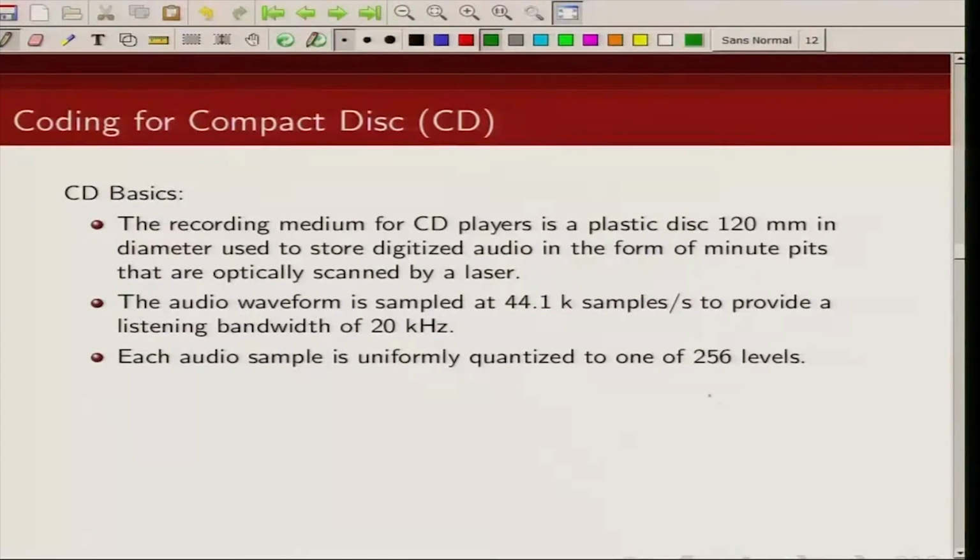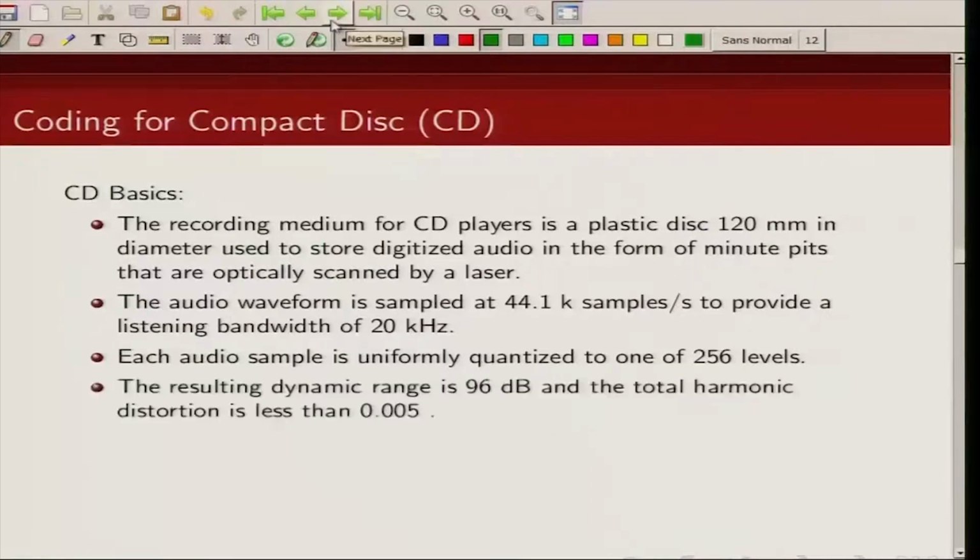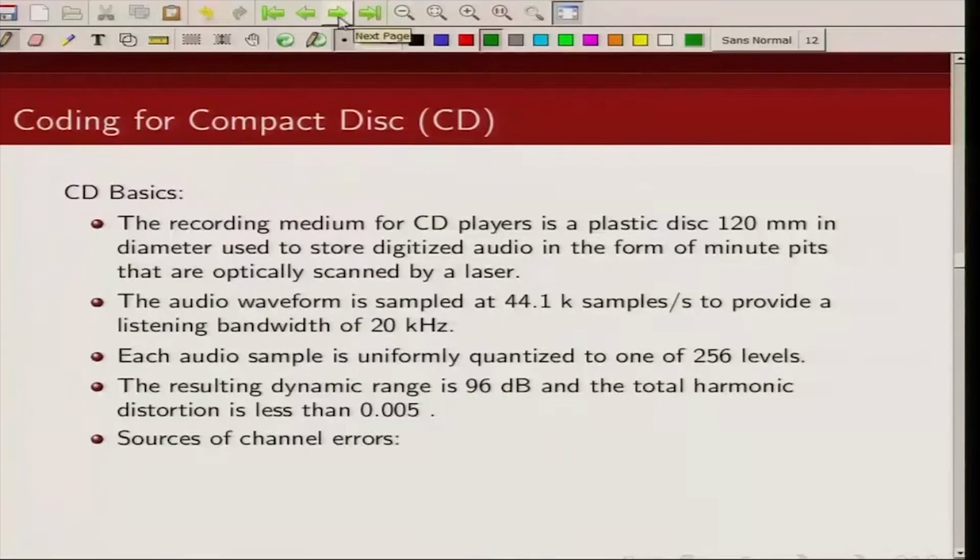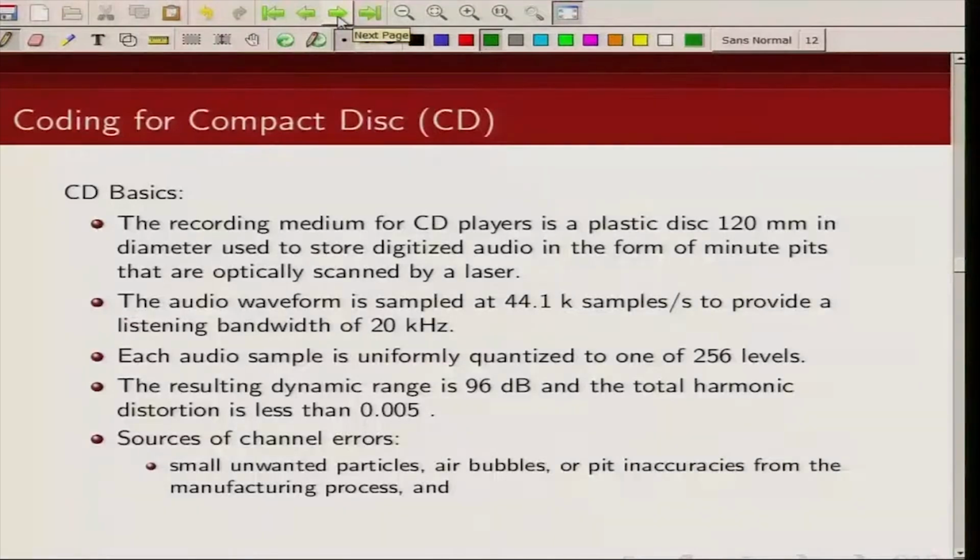Each audio sample is quantized to one of 256 levels, which provides a dynamic range of 96 dB and harmonic distortion of less than 0.005. Now, what are the sources of error in a CD disk? There could be small unwanted particles, dust particles, or air bubbles, which could have happened during manufacturing of these CDs, or fingerprints, scratches, and dust particles from handling the CD.